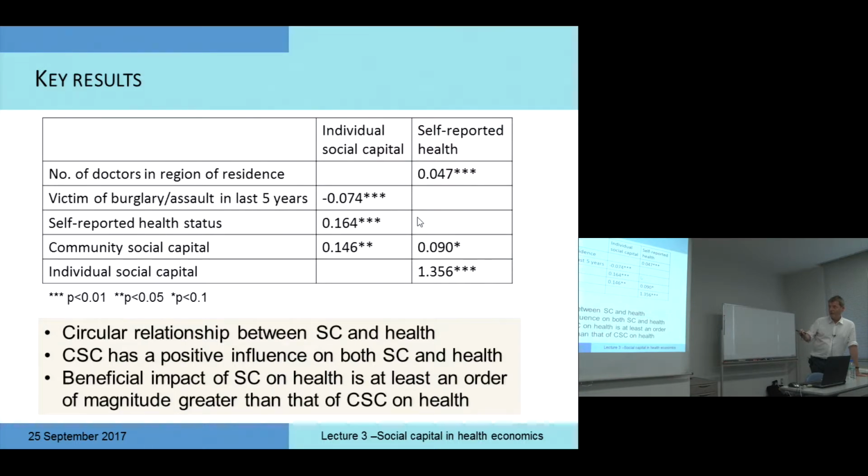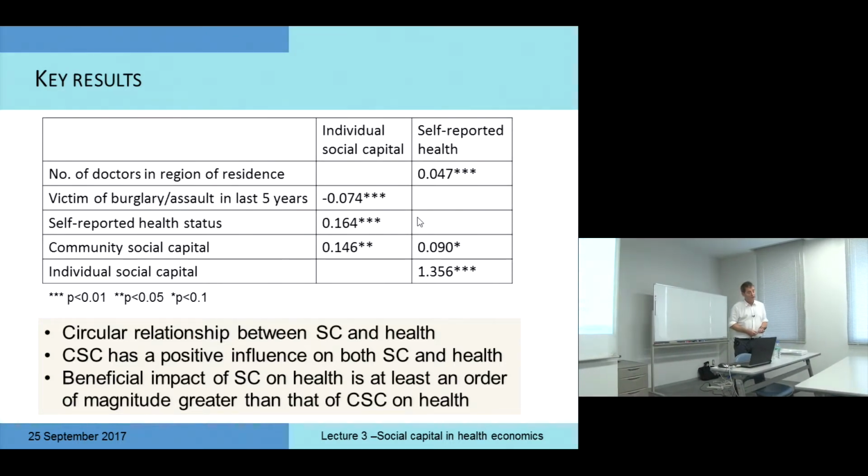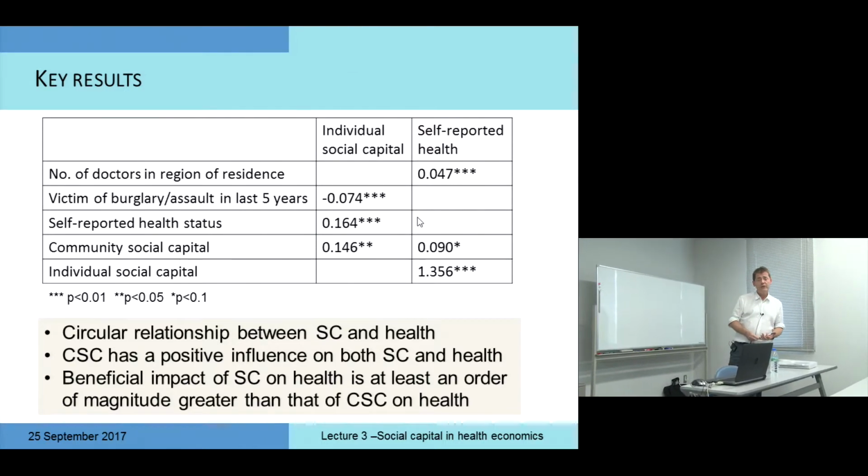Community social capital has a positive relationship, maybe not statistically very strong, with self-reported health. And individual social capital has a strong positive relationship. So what these results are showing is this circular relationship between social capital and health.